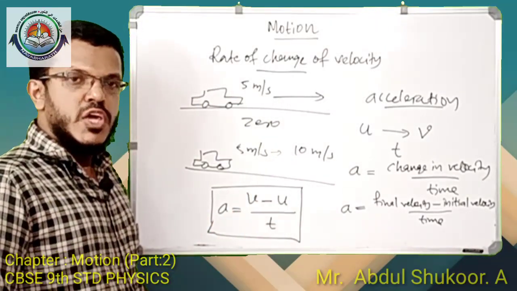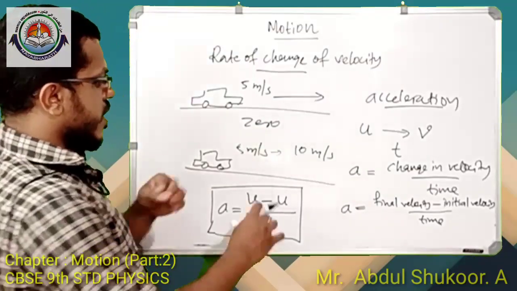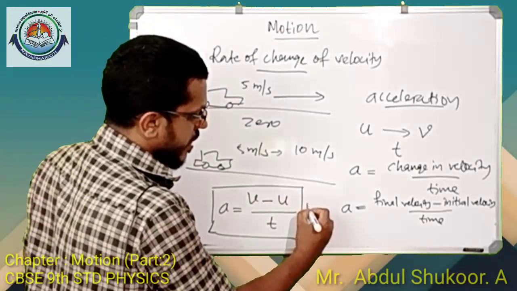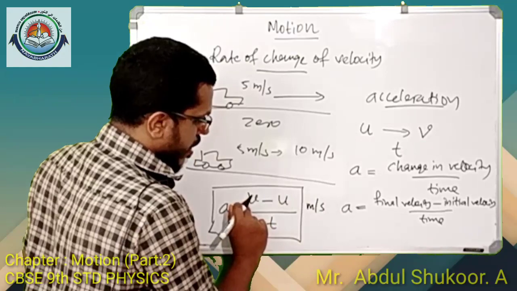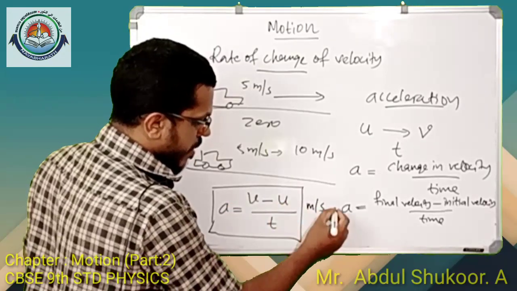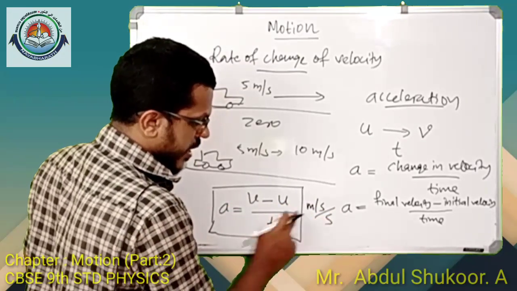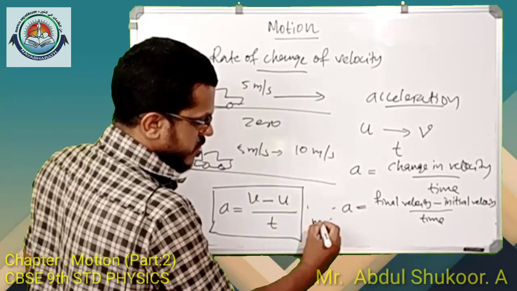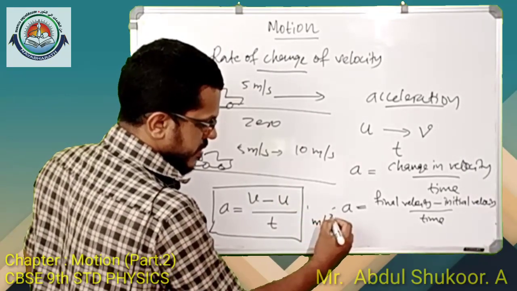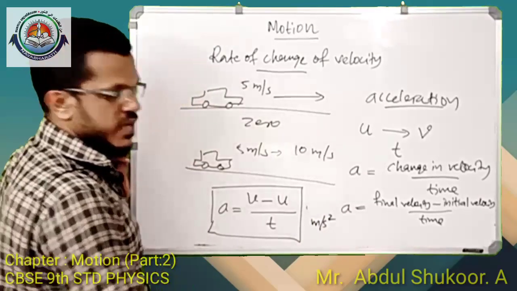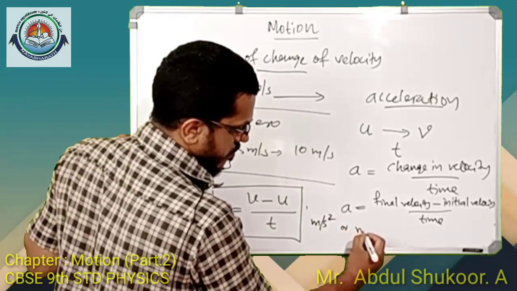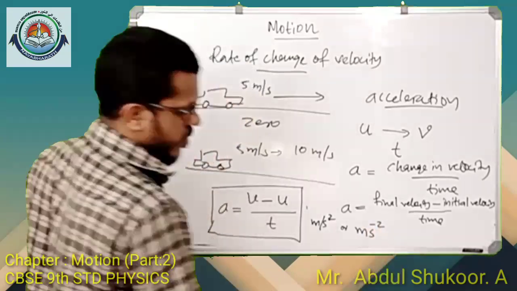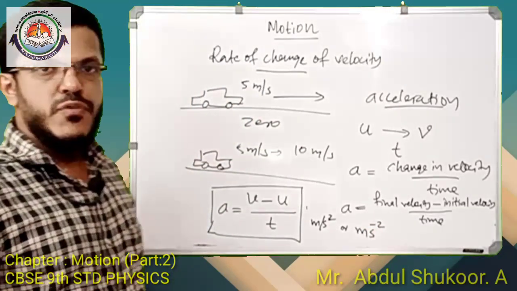Then what is the unit of acceleration? Change of velocity means meter per second, the unit of velocity, divided by time, which is in seconds. Meter per second divided by second means meter per second square. Meter per second square is the unit of acceleration.